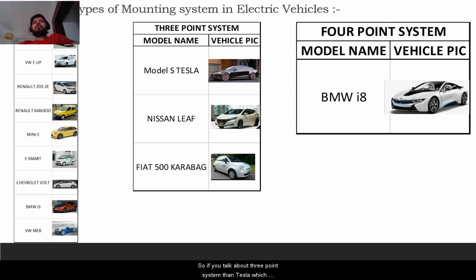If we talk about the 3-point system, Tesla, which is not a carryover, has a 3-point system. Nissan Leaf is a 3-point system, and Fiat is again a 3-point system. A 3-point system means the mounts are located above COG and they are taking the load, and the load is distributed, so the preload or the weight is taken care of in Z direction by all the 3 mounts. For a 4-point system, BMW i8 has a 4-point system.